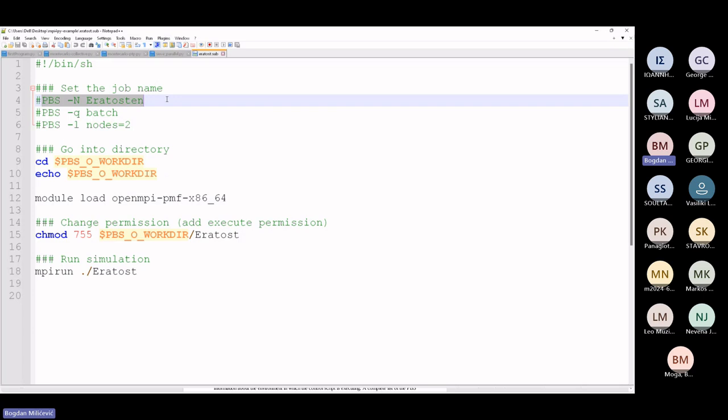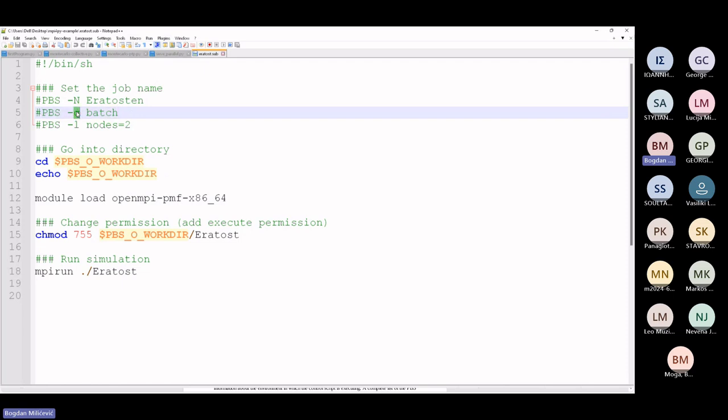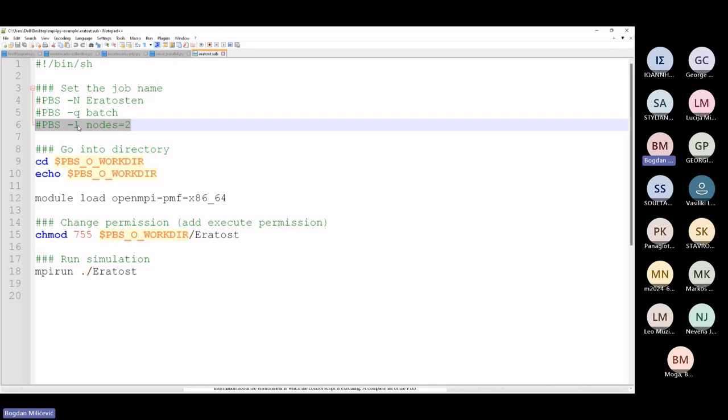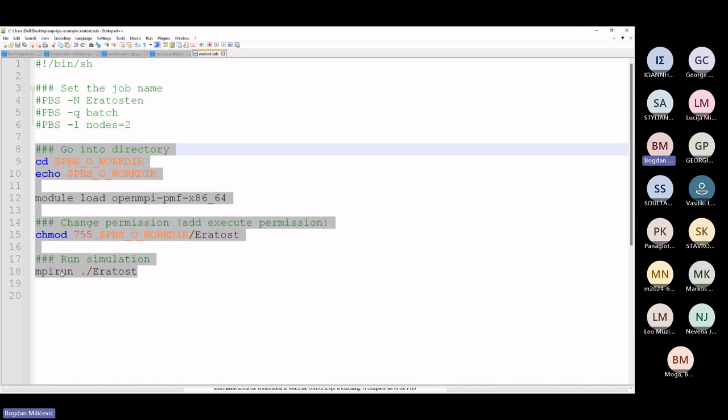This command is giving the name to your job. So let's say Eratosthenes. Then you will say to which queue you're submitting this job, and then you'll say how many nodes you need. For example, you need 2 nodes. You can be even more specific here and ask for 2 specific nodes. Then if it is needed, you can load an MPI module, if that is needed in your environment, maybe not. And then you just run the simulation.